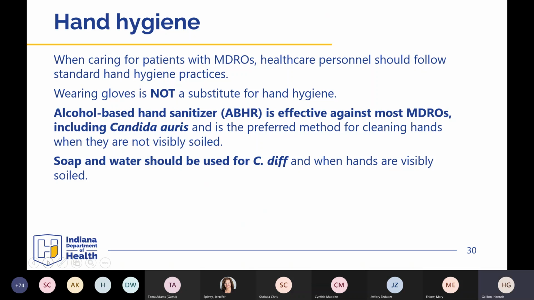Hand hygiene is an important step in preventing MDROs from spreading in a facility. When caring for patients with MDROs, healthcare personnel should follow standard hand hygiene practices. Wearing gloves is not a substitute for hand hygiene. Alcohol-based hand sanitizer is effective against most MDROs and can even be used when caring for patients with Candida auris. However, when caring for patients with C. diff, soap and water should be used instead of alcohol-based hand rub.